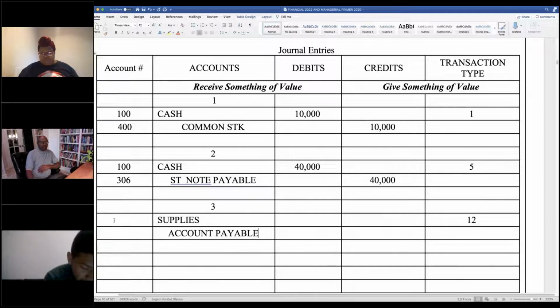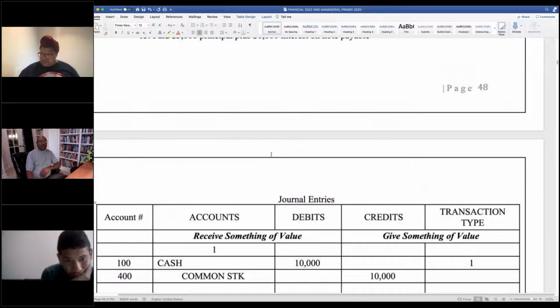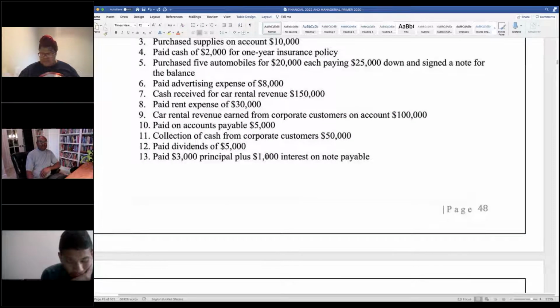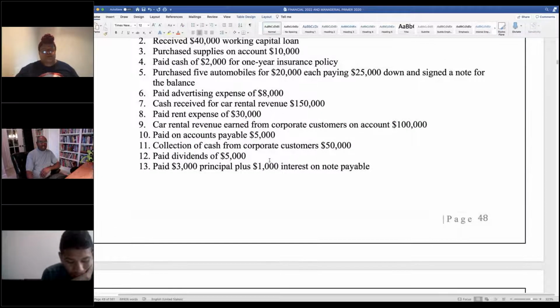What's the account number for supplies? 130. Account number for account payable? 301. What was our dollar amount? I think it was $10,000. $10,000.